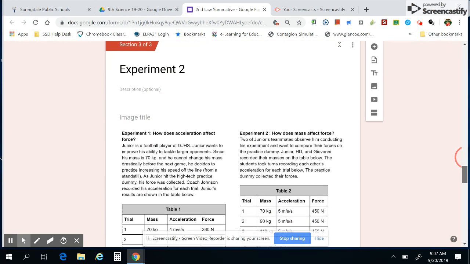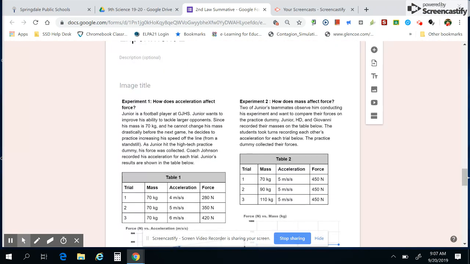Experiment 2. How does mass affect force? Two of Junior's teammates observe him conducting his experiment and want to compare their forces on the practice dummy. Junior, HD, and Giovanni record their masses on the table below. The students take turns recording each other's acceleration for each trial below. The practice dummy collected their forces.